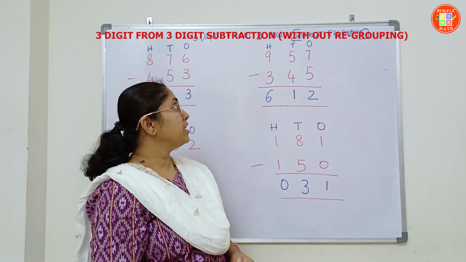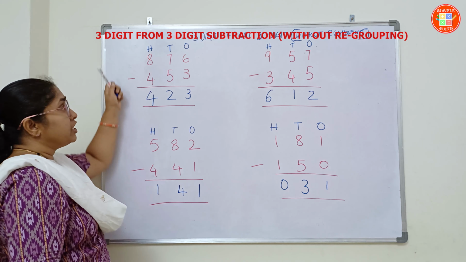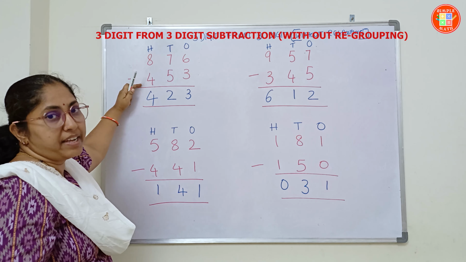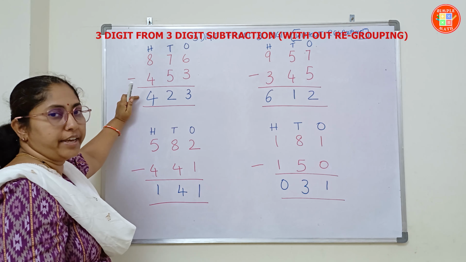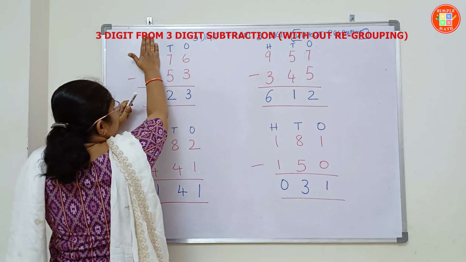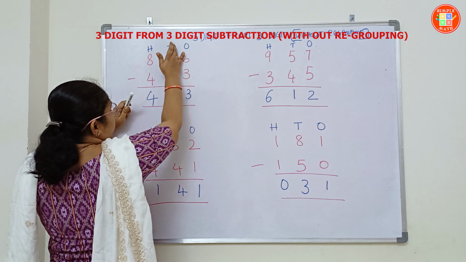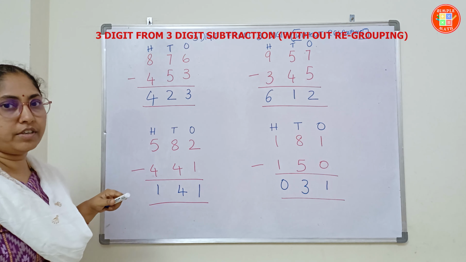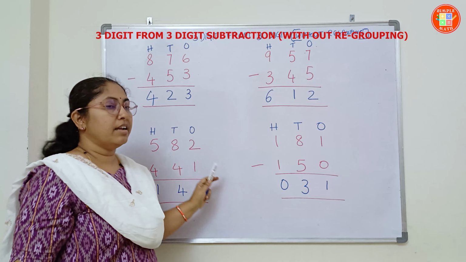So this is subtraction of a 3-digit number from a 3-digit number without regrouping, that is, without borrowing. Okay? Normal subtraction. For a 2-digit number we mark it as ones and tens. When you get a 3-digit number we mark it as the hundreds column too. Okay? Clear? Understood?